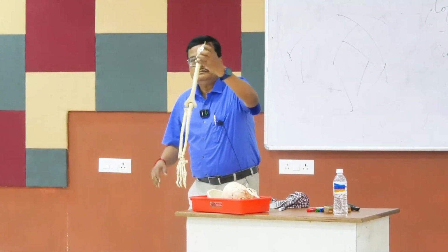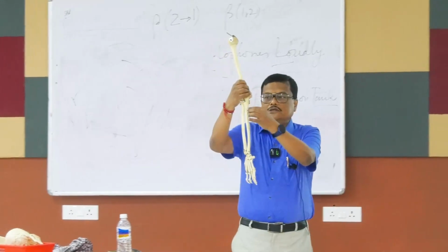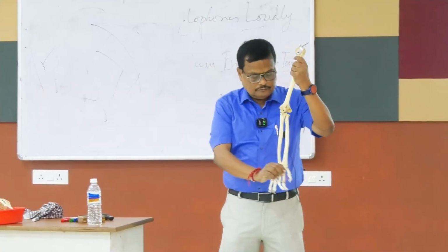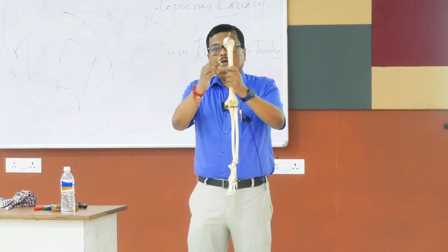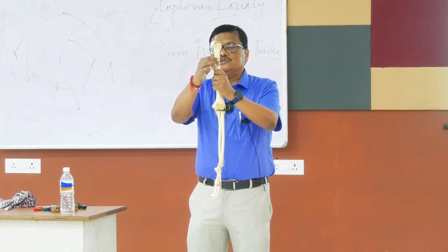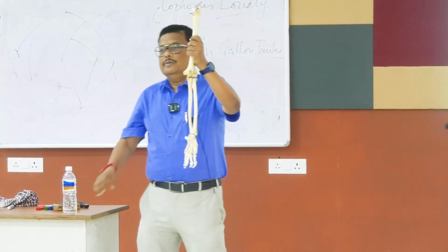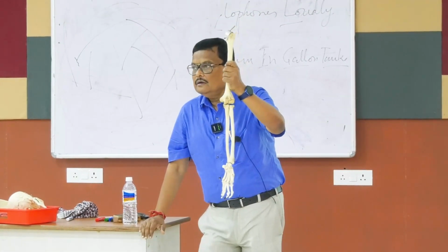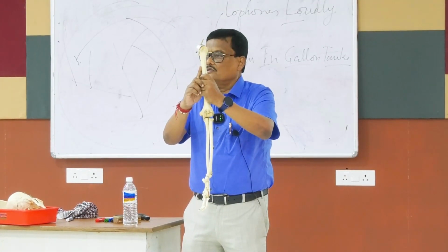This is the hand, this is the humerus, this is the radius bone, this is the ulna bone. Left side. Okay. So tell me, is the humerus proximal or is the ulna? Humerus is proximal, right? So the ulna is distal to the humerus.